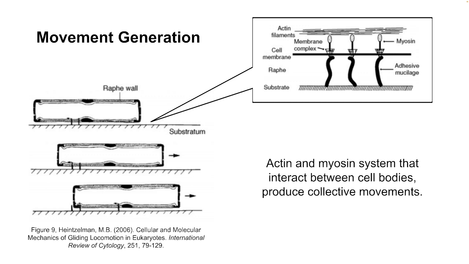We have a membrane complex at the surface of the raphe wall that transmits the forces downward to these mucilage adhesives, and then those mucilage adhesives transmit those forces against the substrate. So you have this interaction between the raphe wall and the substrate through these adhesive mucilages. They're transmitting forces from inside the cell, and that's how you get this movement. But you also get collective movements when two cells are moving against one another, when the substrate is another cell raphe.